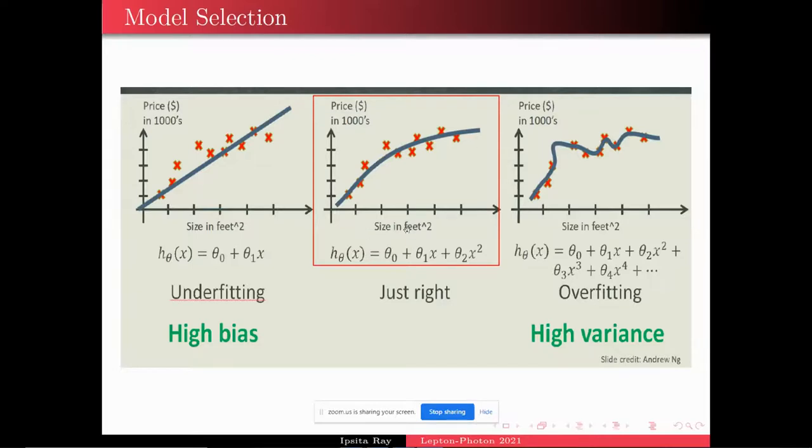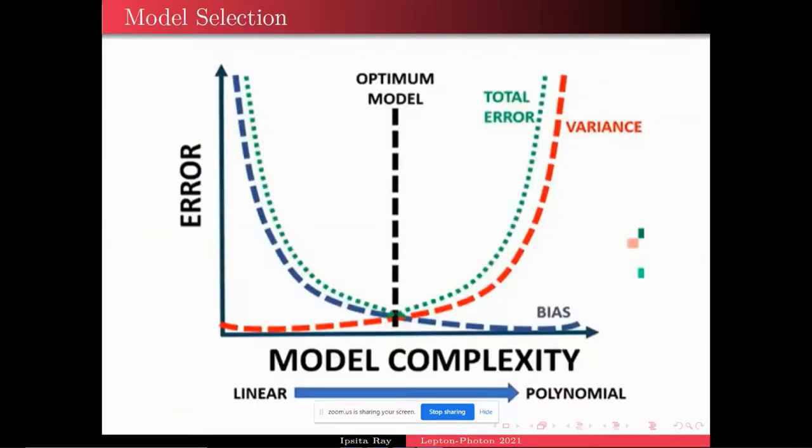So the problem of model selection just boils down to selecting a model with the optimum number of parameters, as can be seen from this plot.